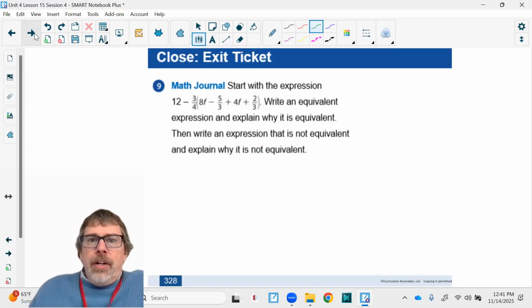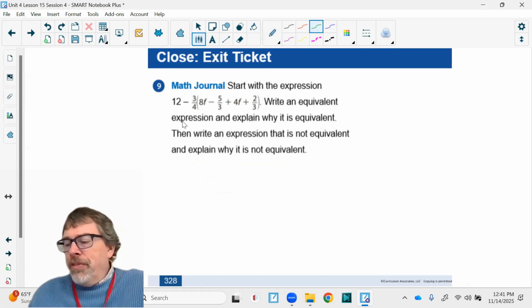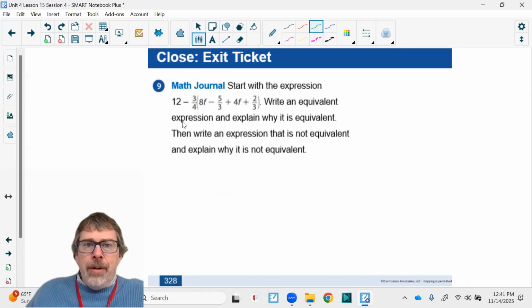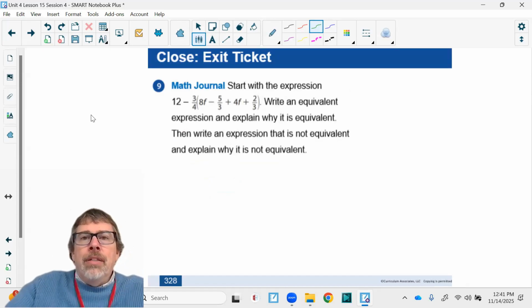Okay, closing. Start with the expression here, write an equivalent expression, explain why it's equivalent. I'm going to stop the video here. All you have to do is distribute the 3/4 throughout and come up with an equivalent expression. But since this is the exit ticket, I will leave this to you.